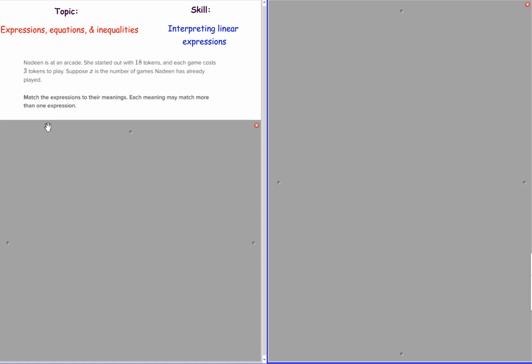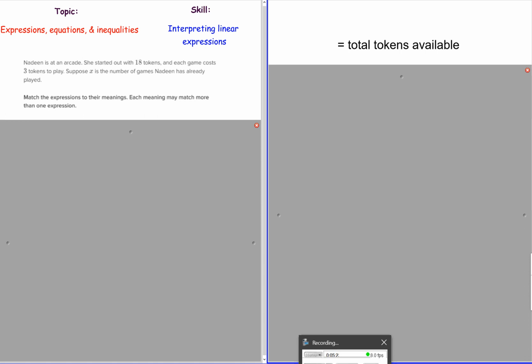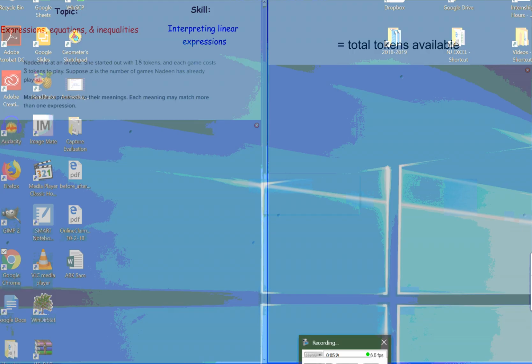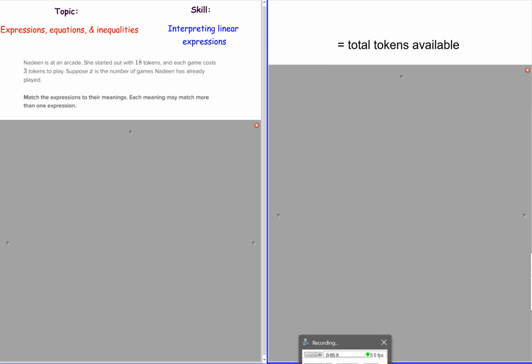So let's understand the situation. She started out with 18 tokens, and each game costs 3 tokens to play. X is the number of games Nadine has already played. So let's talk about this. Tokens available to Nadine.